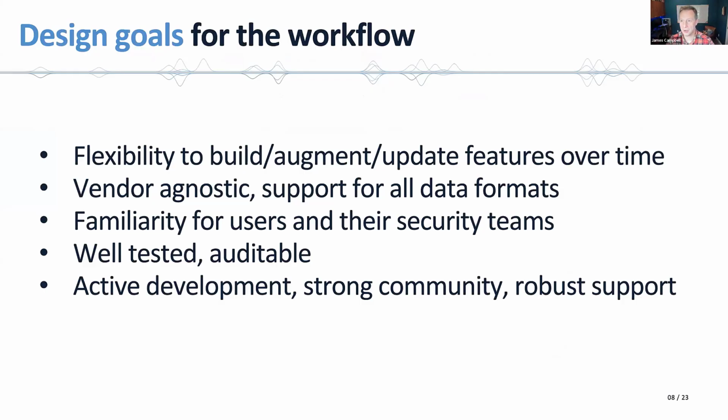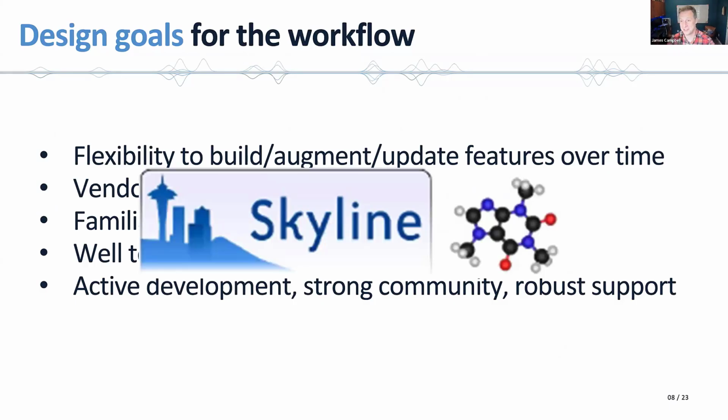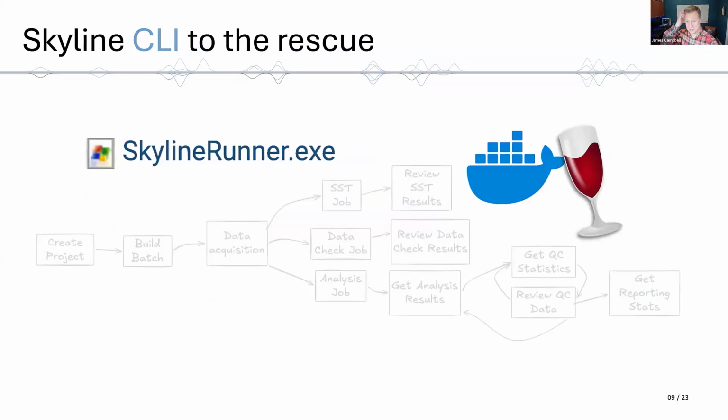When we were thinking about how to build software that would allow labs to conduct measurements more quickly, more efficiently, more accurately, we identified several design goals for what needs to lie right at the heart of that. It needs to be flexible, needs to be able to support all the vendors, needs to be familiar to security teams who want to get software installed, tested, etc. Probably no surprise given where we are today, but Skyline fits that bill really well. It meets all these check marks, and the result is that we could build on top of the Skyline CLI.